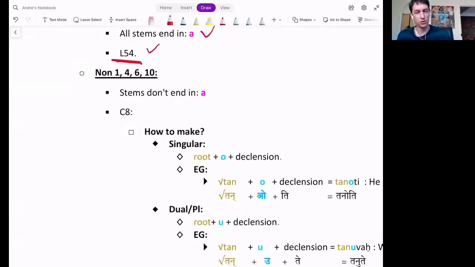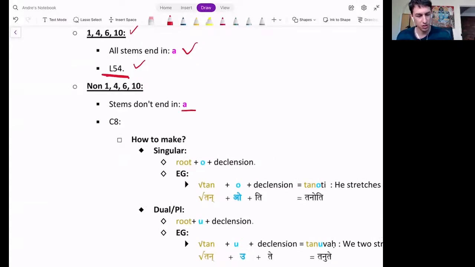And then the non-1, 4, 6, and 10s. These are not so easy. And why not? Simply because they don't end in a. The stems don't end in a. So there are some internal changes there.